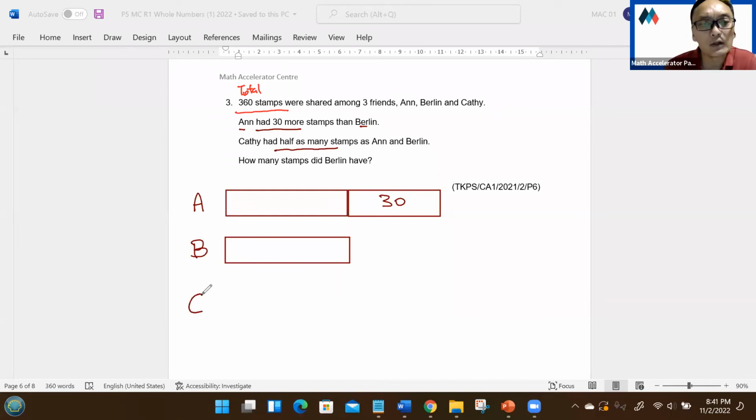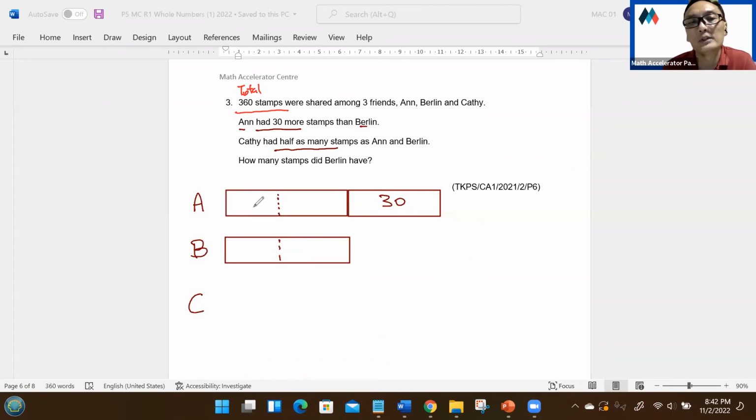So before we can draw Cathy, we need to check everything, right? So now, what are we checking? Cathy has half as many stamps as N and Berlin. So if you have half of Berlin, that means this unit we have to divide by 2. So this unit divide by 2, then we have to divide the top by 2 as well, right? Then we also have to split half of N and distribute to Cathy, right?